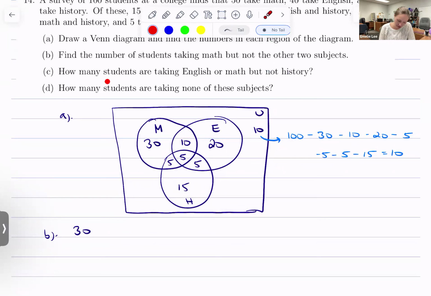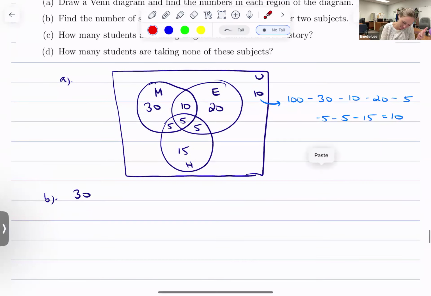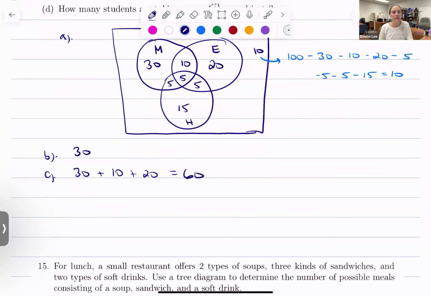C, how many students are taking English or math, but not history? And so they can be in English or math, but they can't be in this history bubble. Okay? And so they can be in 30 plus 10 plus 20, which is 60.